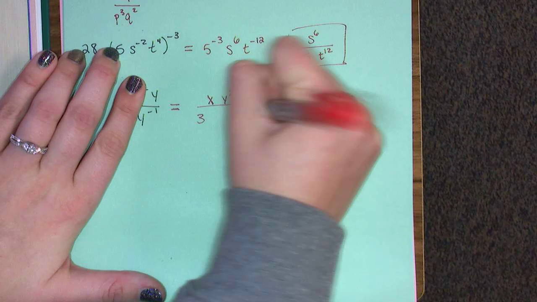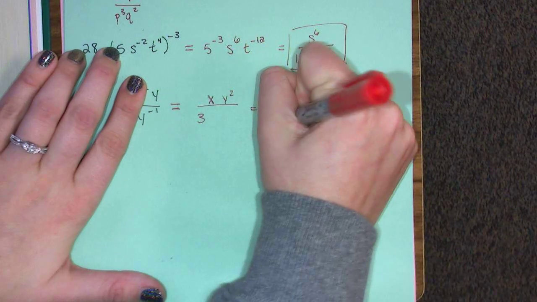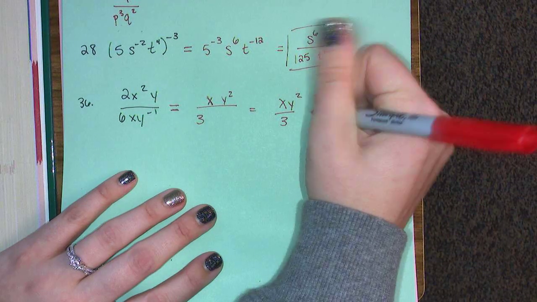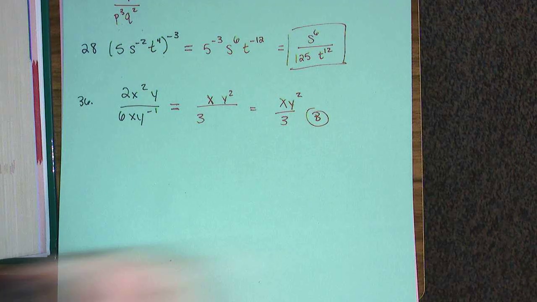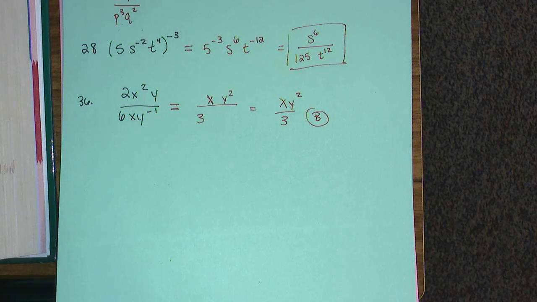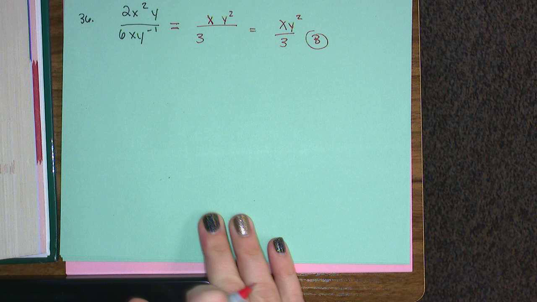So then technically it's xy squared over 3, which was technically option B. I didn't give you options, but in your book it's option B. Okay, any questions about that one? Just 2 over 6 is 1/3. I added it to the top.